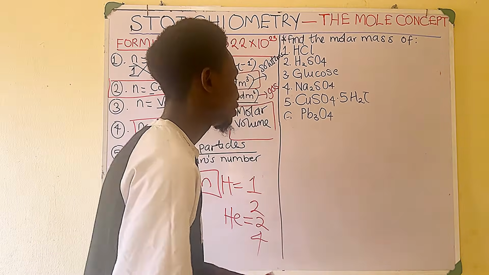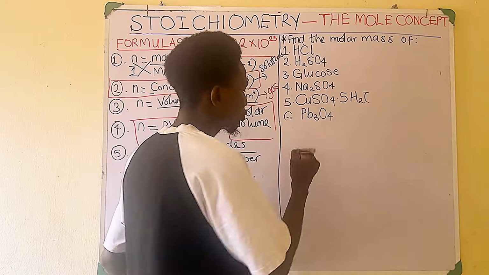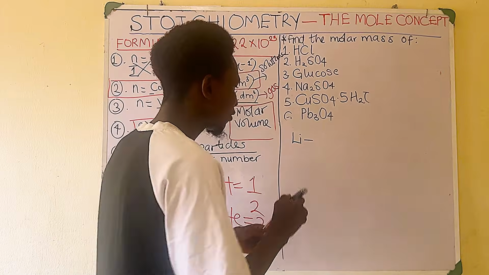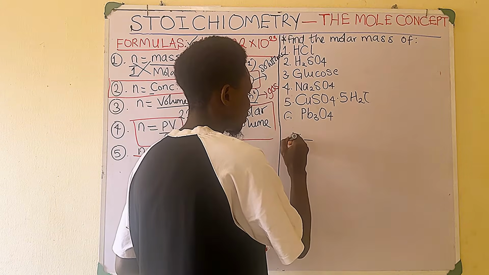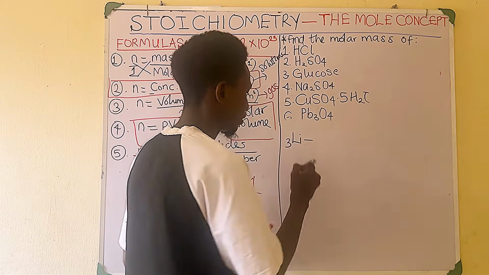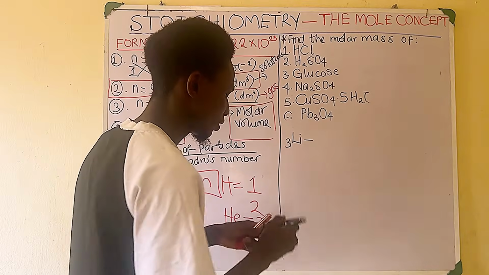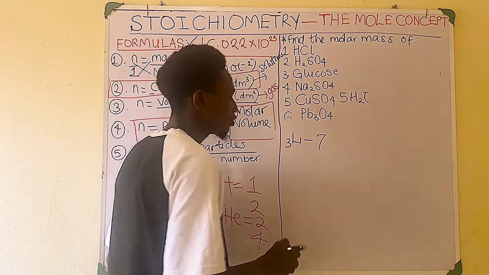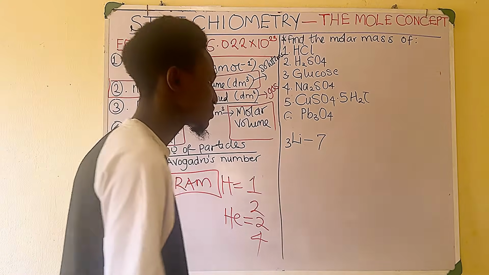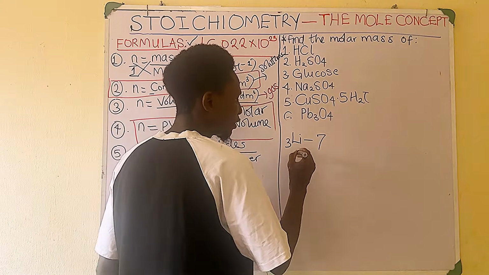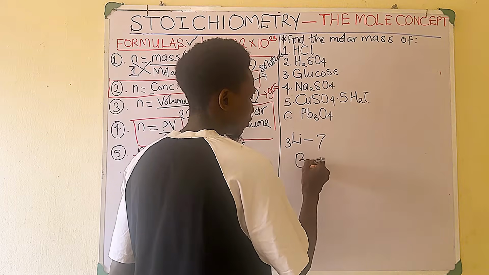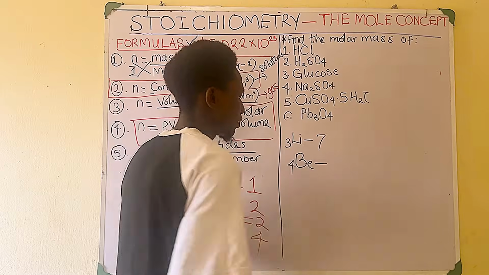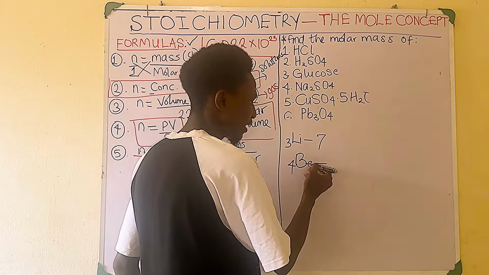For instance, take note of lithium. Lithium has atomic number of 3, but its relative atomic mass is 7. It's not exactly double. So 3 times 2 is 6. It's supposed to be 6, but it's 7. Then we have beryllium, which is 4. The atomic number is 4, the 4th element. Then it is not 8, but 9.